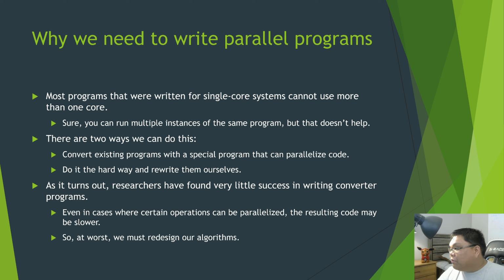There are a few ways we can get our single-threaded programs to run on multiple CPU cores. We can convert existing programs with a special program that can parallelize code, or we can rewrite the whole thing ourselves. As it turns out, researchers have found very little success in writing such converter programs, even in cases where certain operations can be parallelized. The resulting code may be slower, so at worst, we must redesign the code itself.